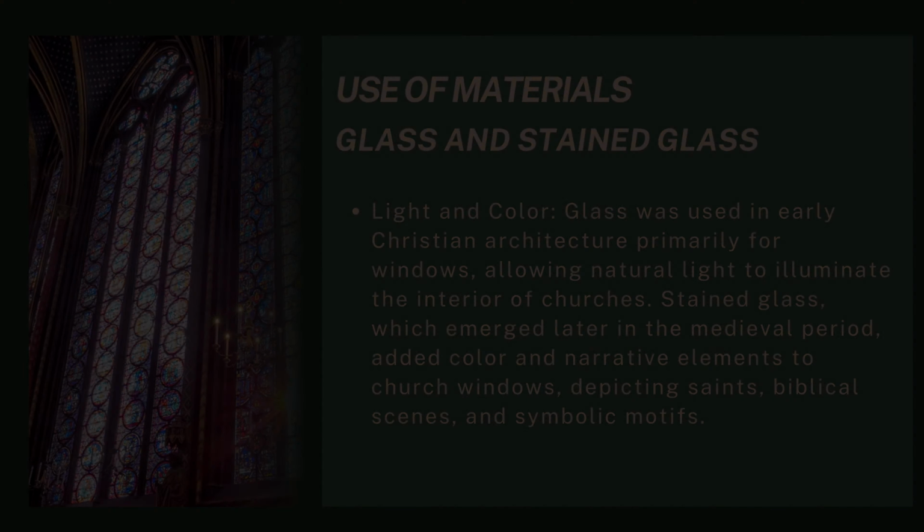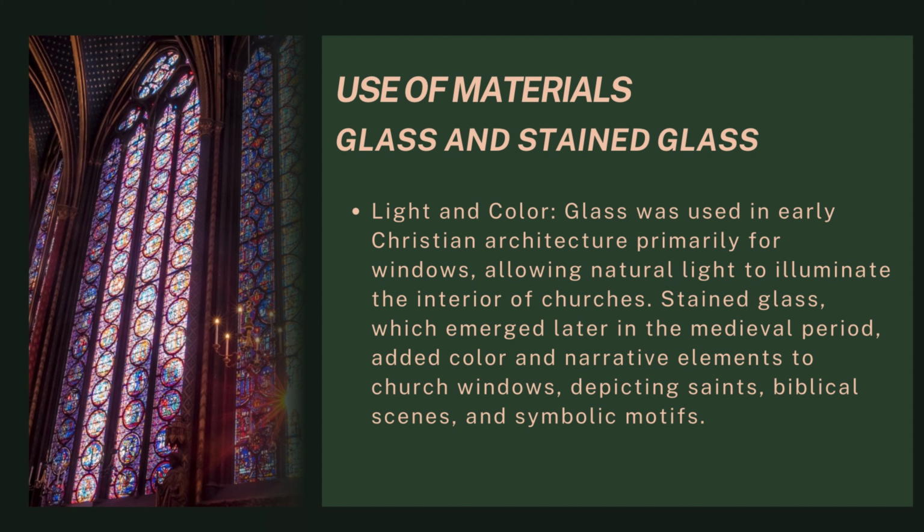Fifth one is the glass and stained glass. Light and color. Glass was used in early Christian architecture primarily for windows, allowing natural light to illuminate the interior of churches. Stained glass, which emerged later in the medieval period, added color and narrative elements to church windows, depicting biblical scenes and symbolic motifs.